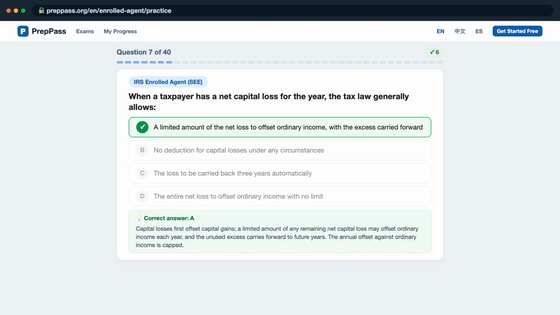A limited amount of any remaining net capital loss may offset ordinary income each year, and the unused excess carries forward to future years. The annual offset against ordinary income is capped.